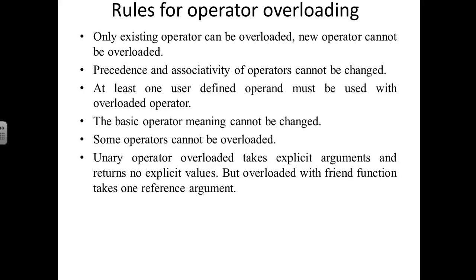The second rule is, since we are using the operator for a different purpose, its precedence and associativity cannot be changed, right? This precedence and associativity concept you would have studied in C programming itself. Based on their precedence only, the operations will be performed. And at least one user defined operand must be used for an overloaded operator. Without the operand we cannot use the operator. Then only we can call it the operator overloading concept, right?